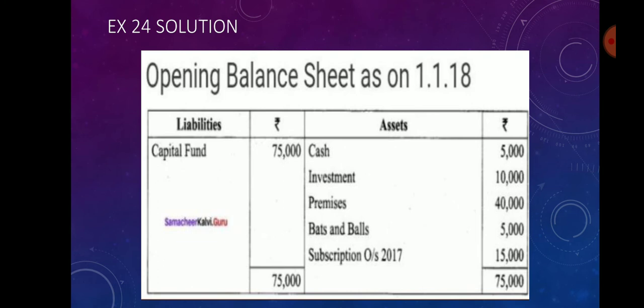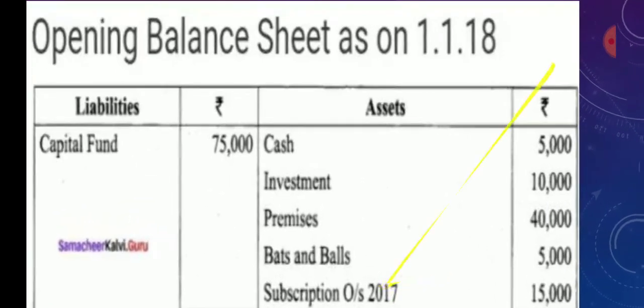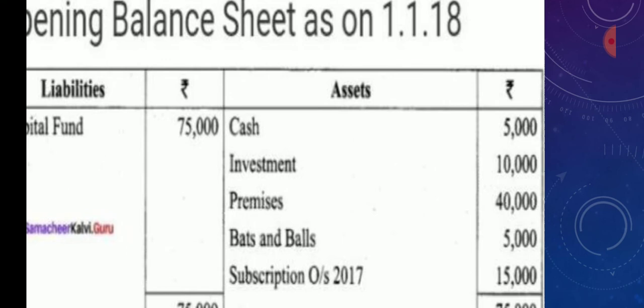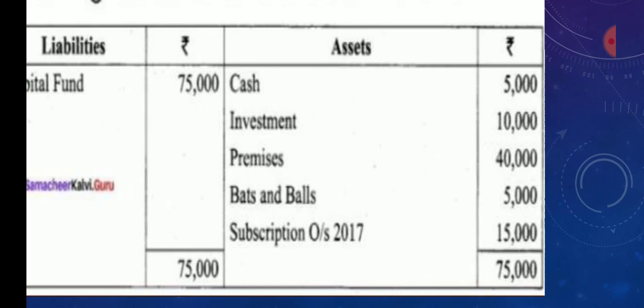To find the opening capital fund, the opening balance sheet should be prepared by comparing balances of assets and liabilities. We will come to the asset side. Cash 5,000, investment 10,000, premises 40,000, bats and balls 5,000, and subscription outstanding 2017 15,000.